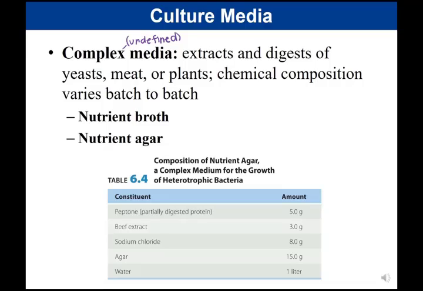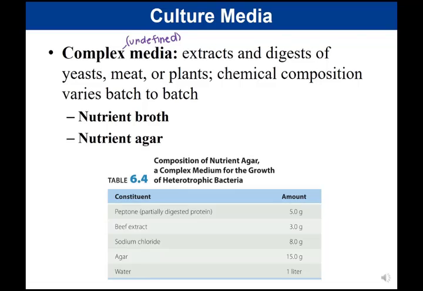So if I look at the ingredients in nutrient agar, we have peptones. Peptones are partially digested proteins. Sometimes you'll see that in the media as pancreatic digest of gelatin. Basically, it's partially digested proteins, and it's there as food for general growth. It varies from batch to batch, which is why we call that complex media.